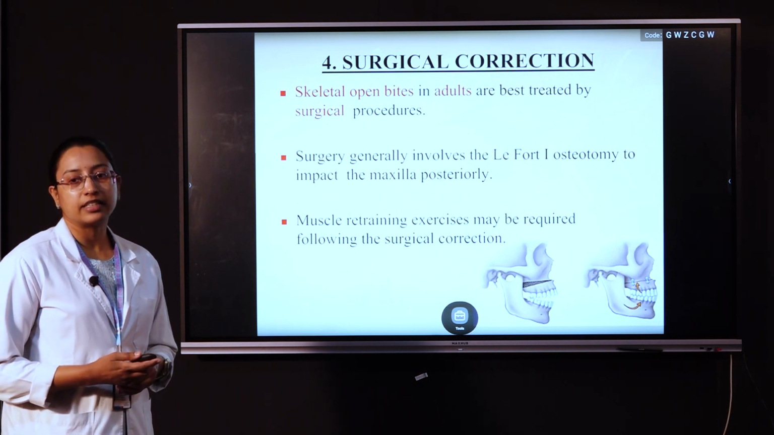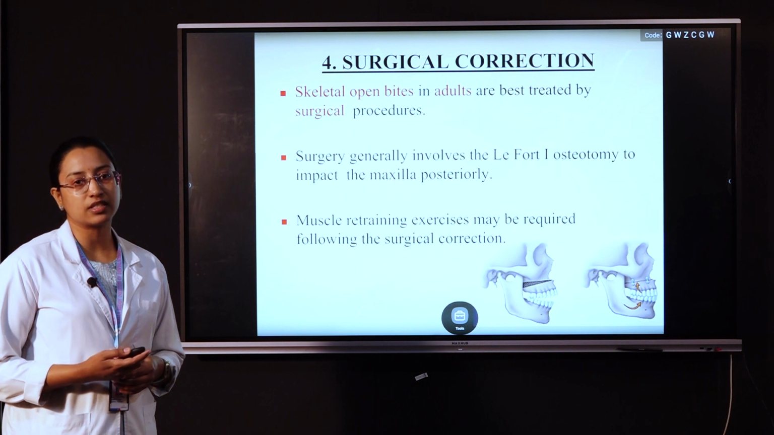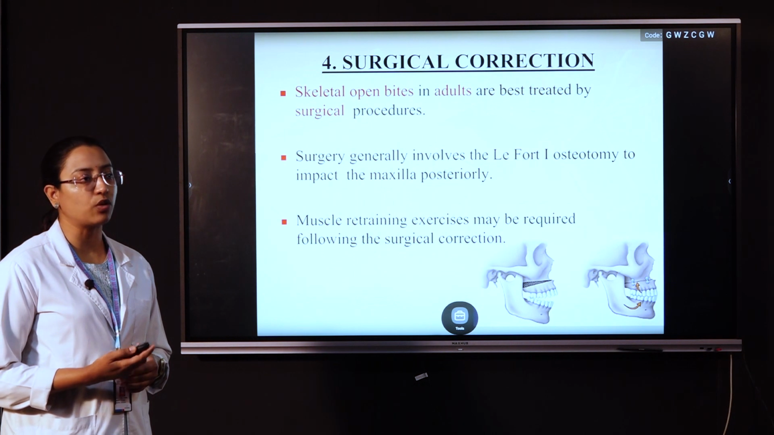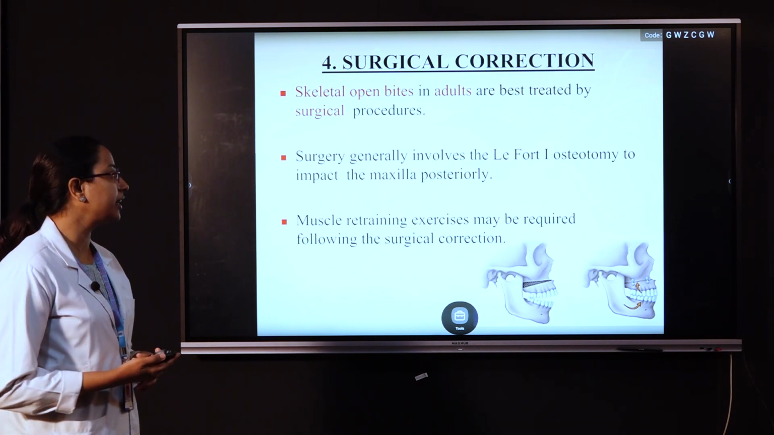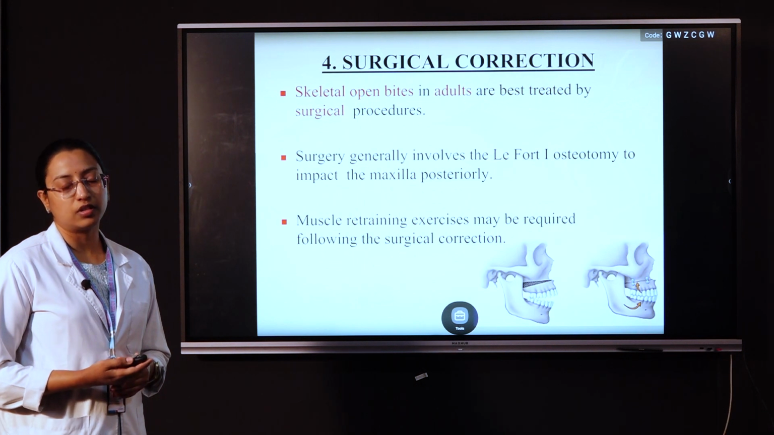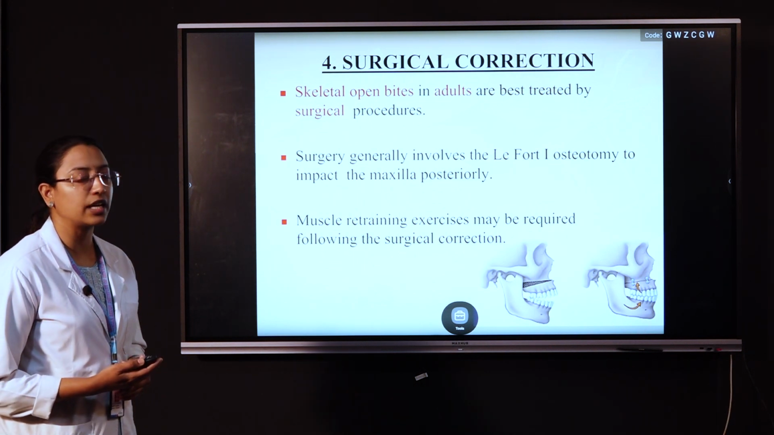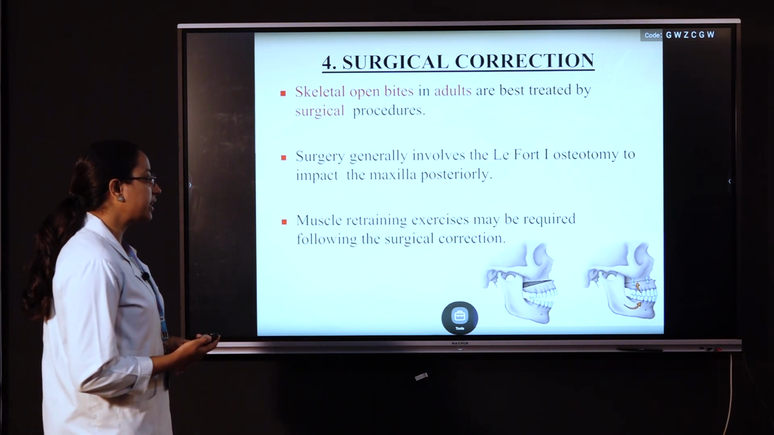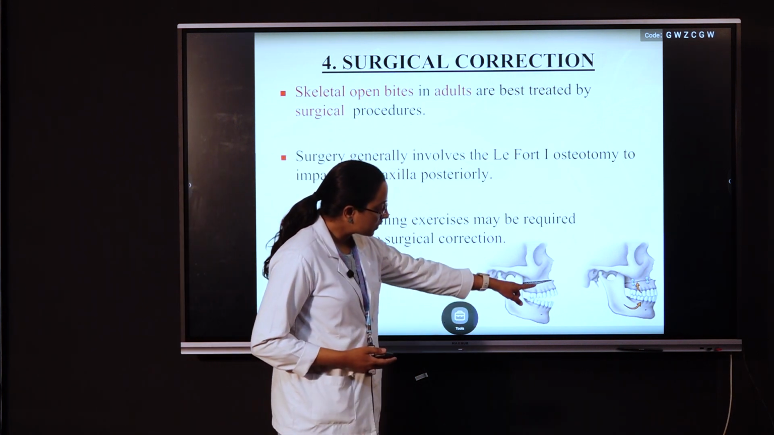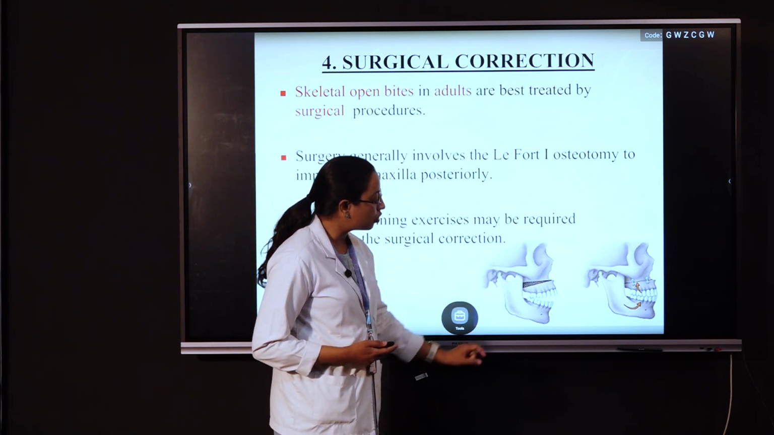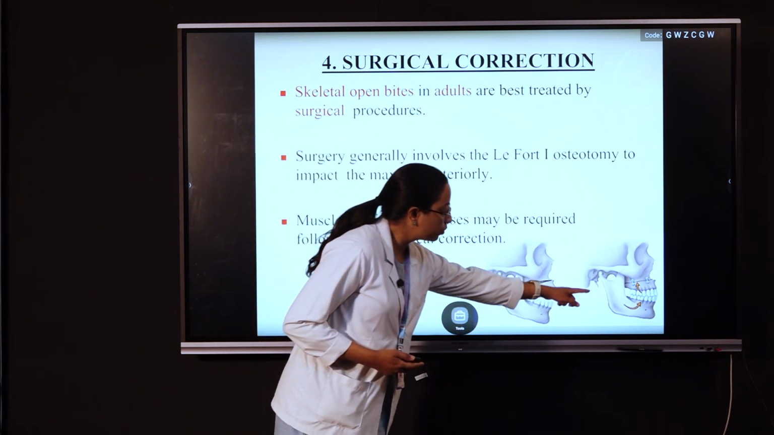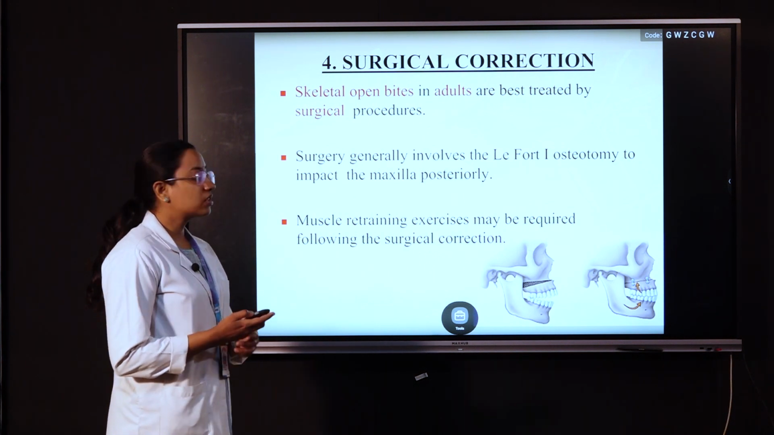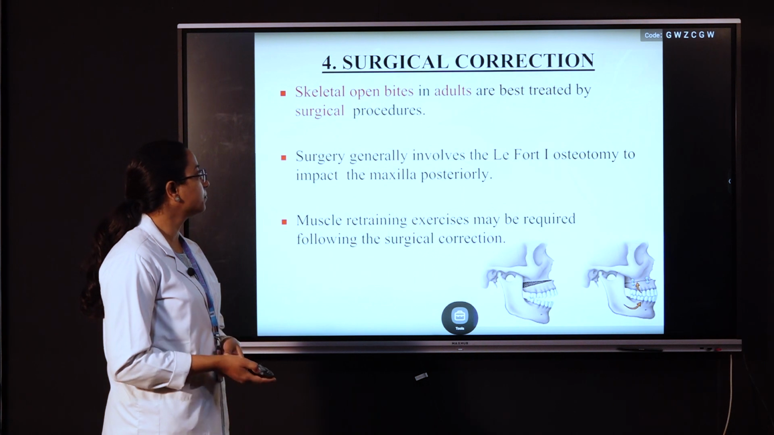Then in severe skeletal anterior open bites, where the patient is an adult and there is no growth, orthodontic treatment or growth modification cannot be done. So in these kinds of cases, the patient is put for orthognathic surgeries. Usually Le Fort 1 kind of surgery is done with maxillary posterior impaction in order to correct the open bite. If we can see here in the first picture, after the osteotomy cut, posteriorly more wedge of bone is removed and it is superiorly repositioned in order to close the open bite. Post-surgery, muscle training has to be done.